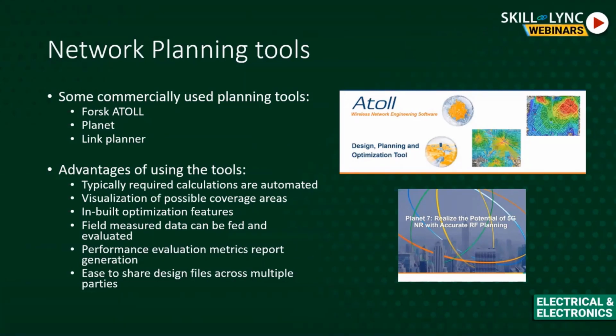And worth mentioning, some of them are Forsk's Atoll, and we have Planet, and we have Link Planner, which is a much simpler version. Atoll is much more sophisticated. It offers many features. It offers even automated cell planning, so you can just mark the area of coverage and let it determine where it has to place the cells and what frequencies it can assign. It does some heuristic optimization and then gives you the final result. You remember the 3 cell towers that I was doing? You can just mark that area and give it as input to the tool. It will find the best possible locations of those cell towers for you.